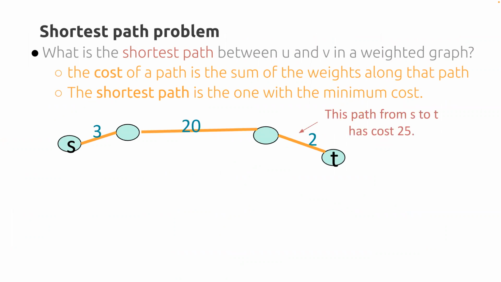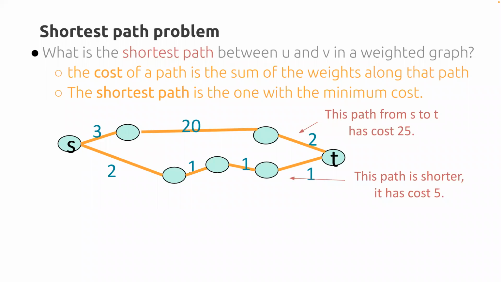So this path from S to T has cost 25. This path from S to T is shorter. It has cost 5, even though it has more edges, right? So now we're at the shortest path problem. This is the definition of the shortest path problem. Okay.